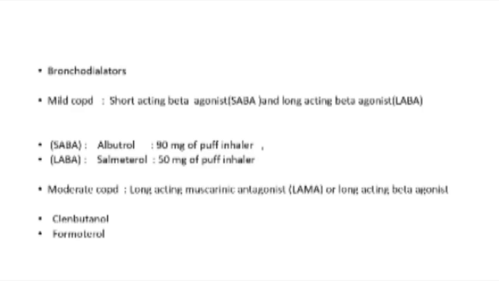In moderate COPD, we have to give a long acting muscarinic antagonist or a long acting beta agonist. They are clenbuterol, formoterol. See, in mild COPD we give a combination or separate short acting and long acting beta agonist. But when we come to moderate COPD, we give a long acting muscarinic antagonist or else a long acting beta agonist.